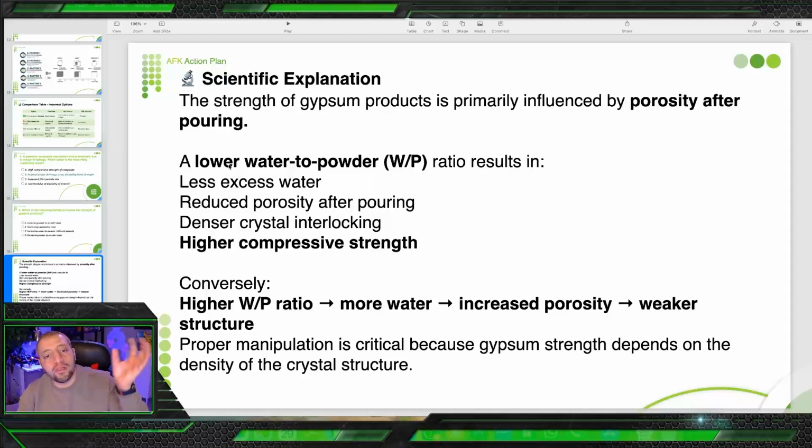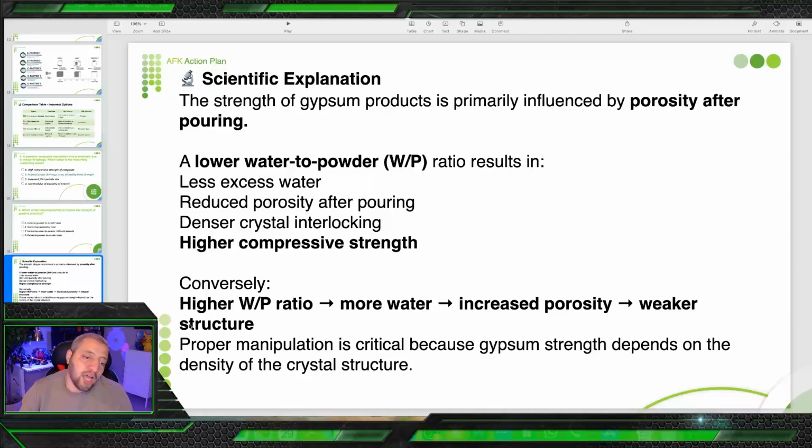So if you go with the low water to powder ratio, and again, this is within the limit, this will lead to less excess water, which is going to reduce porosity after pouring, which makes denser crystalline interlocking, which is going to end up with higher compressive strength. So we have water, powder, and we are mixing them together. We would like to reduce the void, reduce the residual water, make the crystals more locking and more interdense together, reducing the porosity, increasing the physical property.